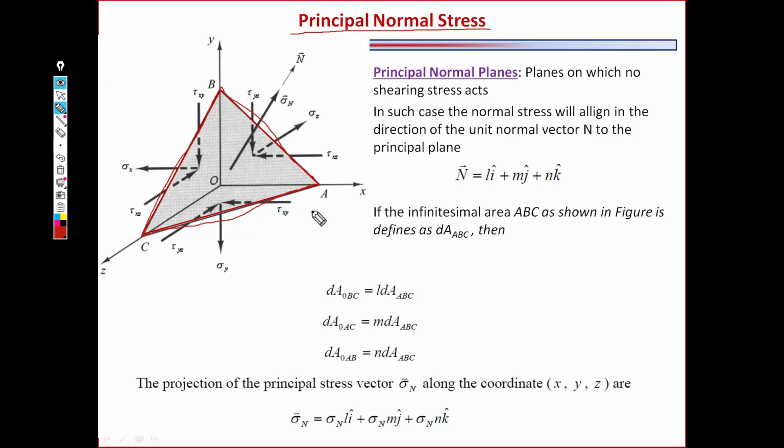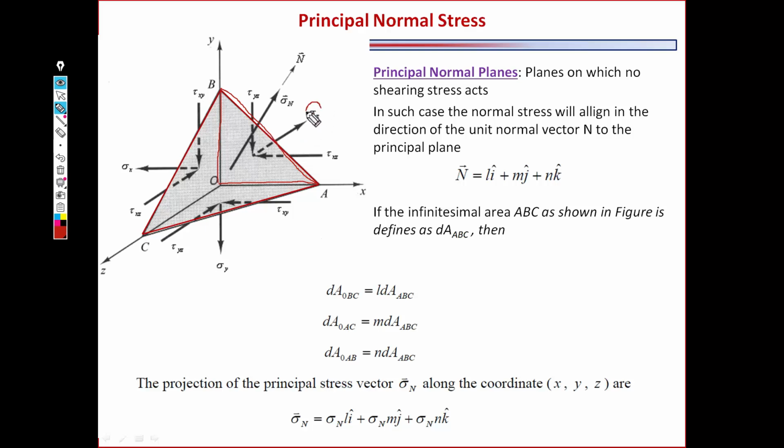It is subjected to different values of the normal stresses and the shearing stresses at this particular plane. That plane is represented by O, B and C. This plane is subjected to one value of the normal stress, which is given by sigma xx, and two other values of the shearing stresses represented by tau xy and tau xz. The other face, which is represented by triangle O, A and B, is subjected to other sets of stresses.